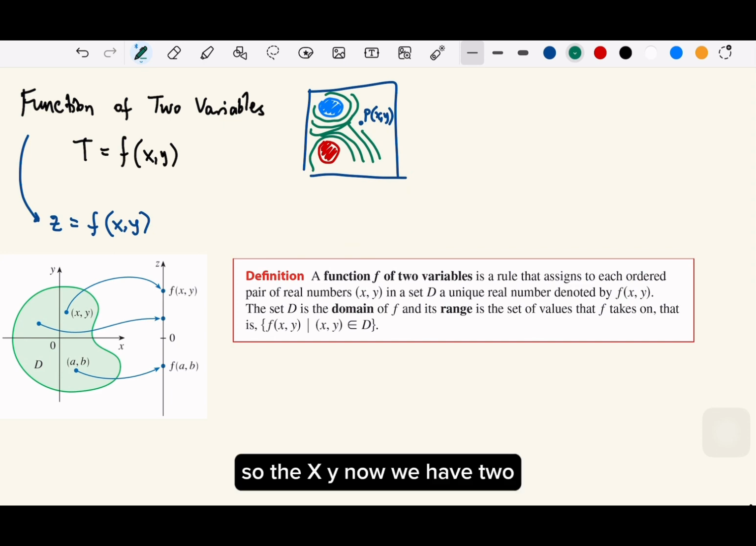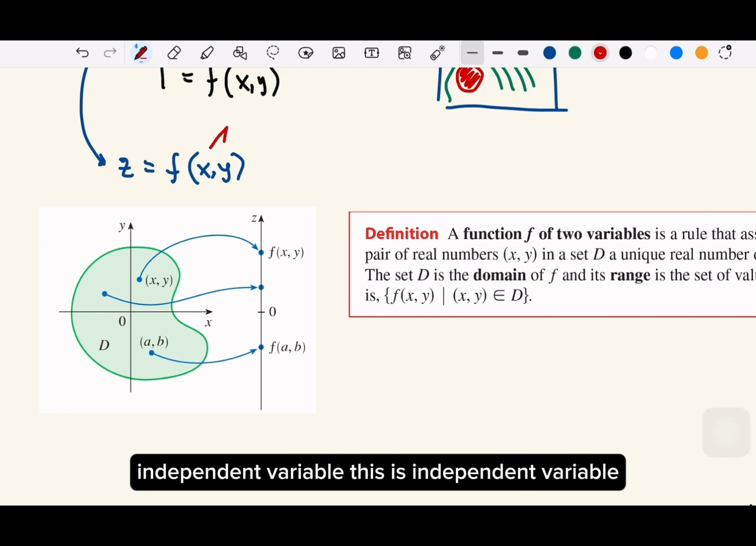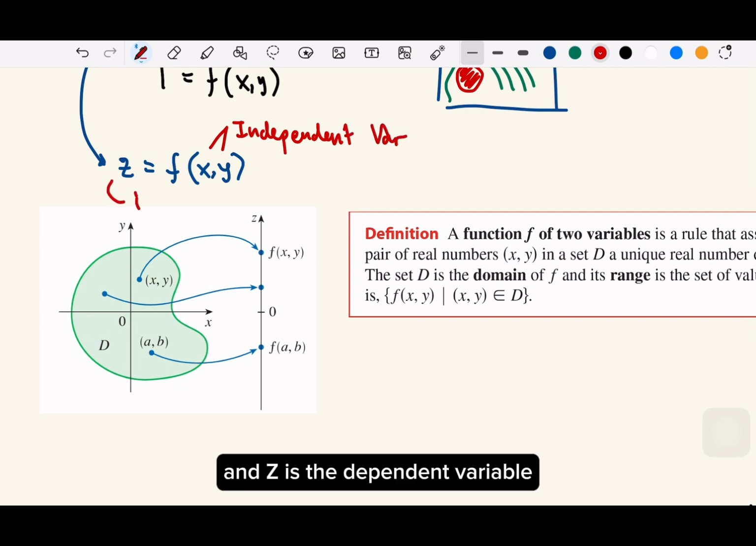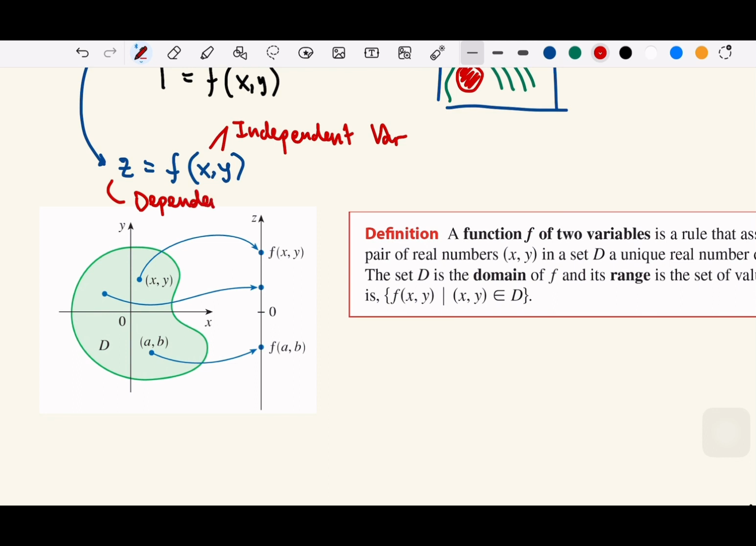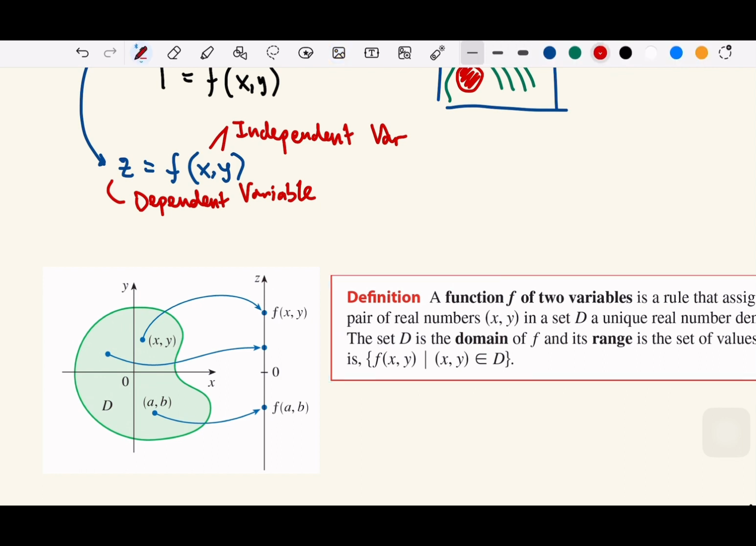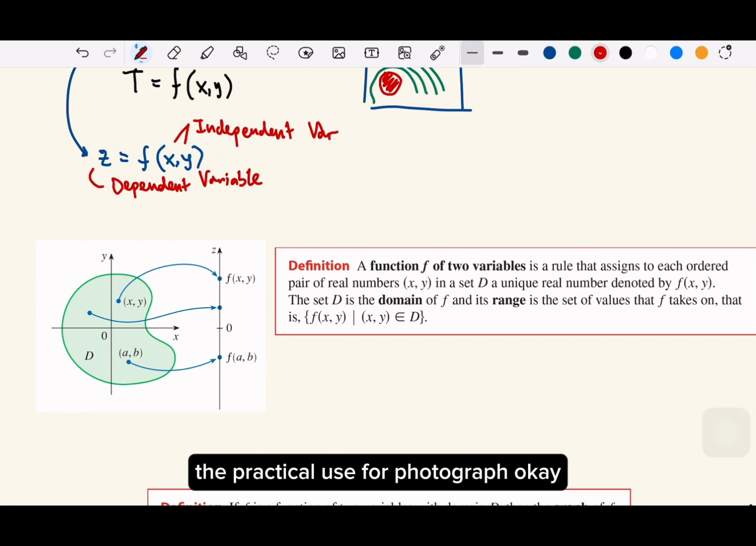Now x and y are the two independent variables, and z is the dependent variable. Okay, and then I will go directly to the practical use for the graph.